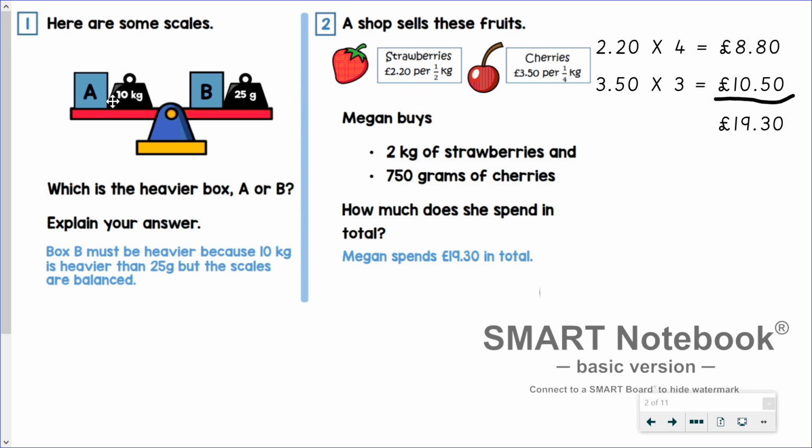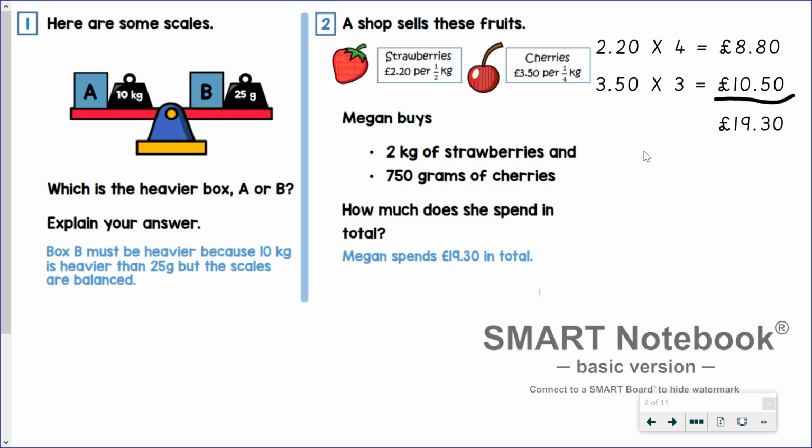So if this one is much, much heavier, then this side with box A would be tipping down, which means box B must be really quite heavy because the scales are balanced. So the box B must be close to 10 kilograms in weight to keep them balanced. So box B must be heavier because 10 kilograms is heavier than 25 grams, but the scales are balanced. Anything around that and you got it.